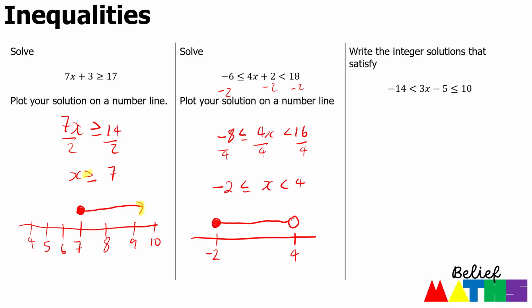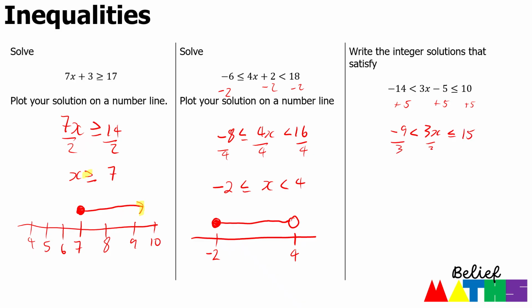There's no arrow here because there's a start and an end. Now the final way that they can lay this out looks similar to the middle one. We're going to add 5 to every side. So that gives us minus 9 is less than or equal to 3x, which is less than or equal to 15.